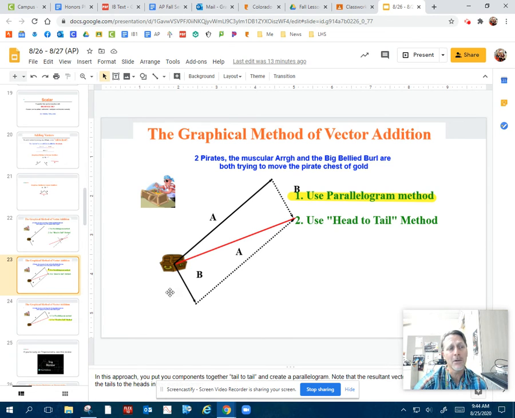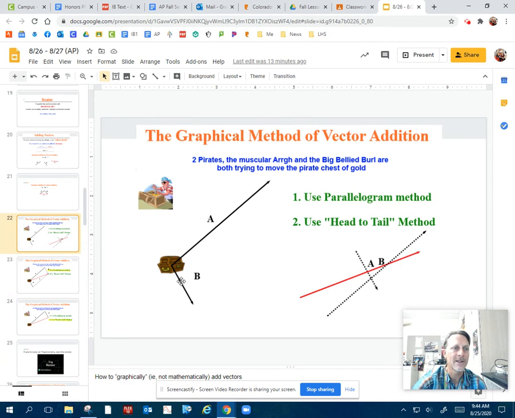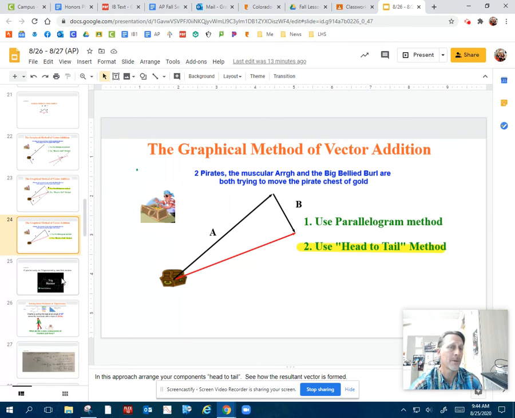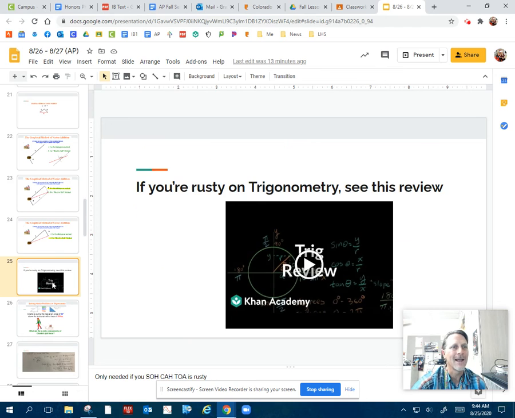Now, a simpler way to do this is something we call the head-to-tail method, and this involves just taking this vector and moving B up to here, or moving A down to here. I could do it either way, but we want to set the two vectors head to tail, and notice this is head to tail, and then you can see the resultant vector. And if you notice, the two results, this one and this one, are the same. So either way gives you the right answer, head-to-tail method or parallelogram method.